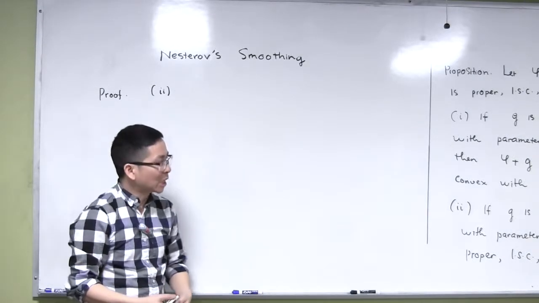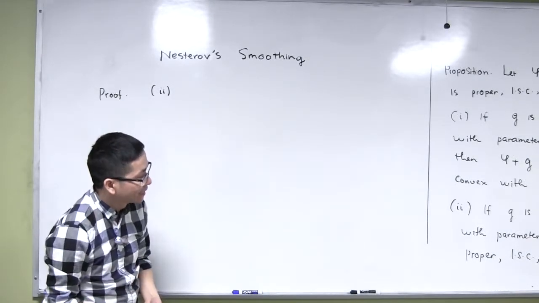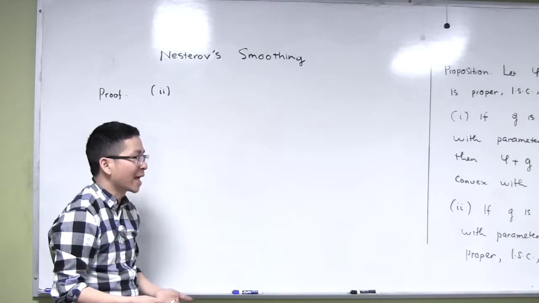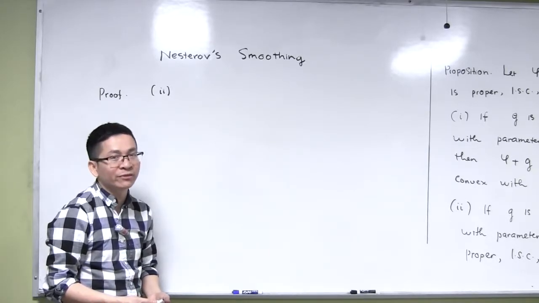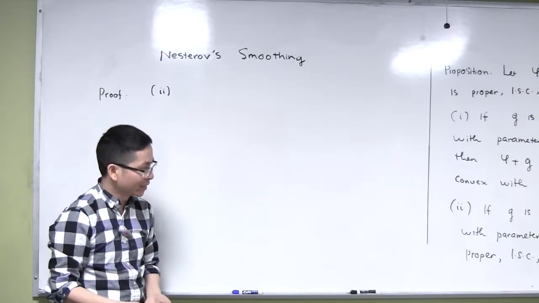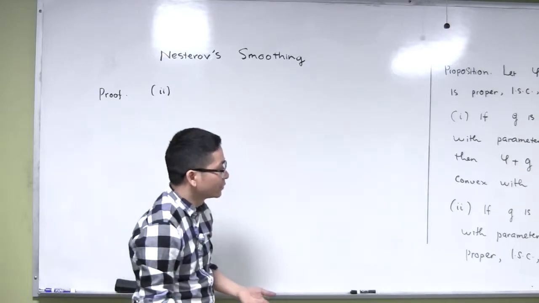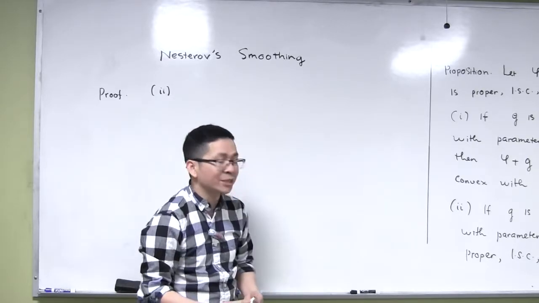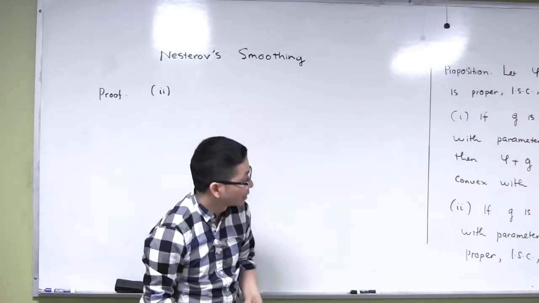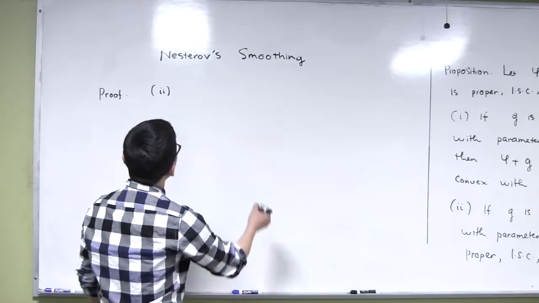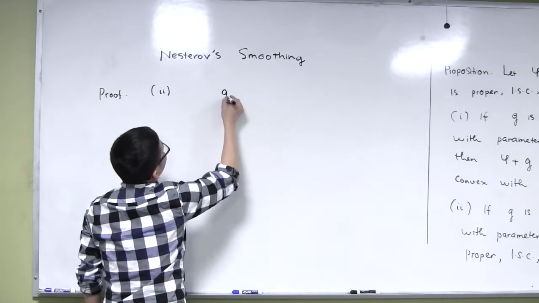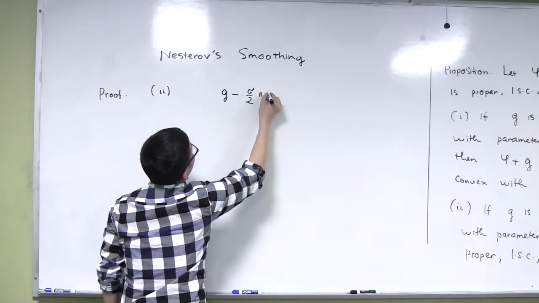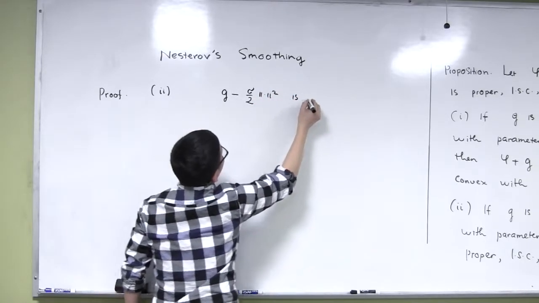For the second part, I omit the proof that mu times g is proper and lower semi-continuous, given that g is proper and lower semi-continuous, because those facts are very elementary. Now I'm going to prove that if g is strongly convex with parameter sigma, then mu times g is strongly convex with parameter sigma times mu. By the definition, you see that g minus sigma over 2 times the squared norm function is convex.